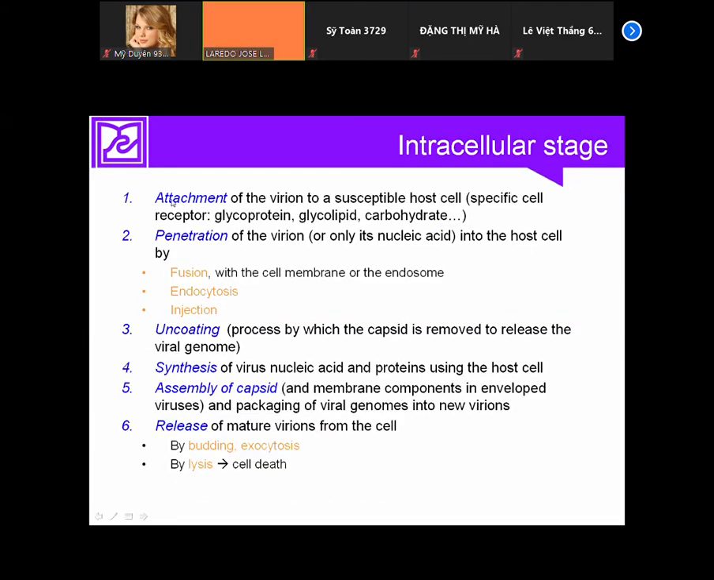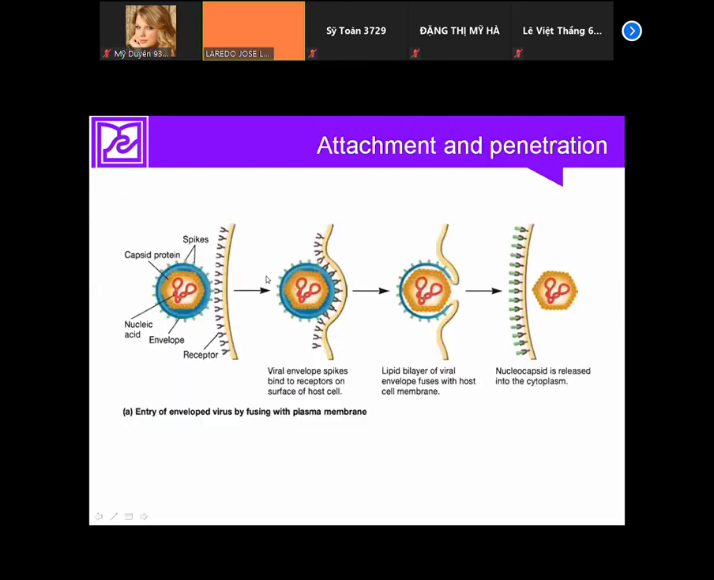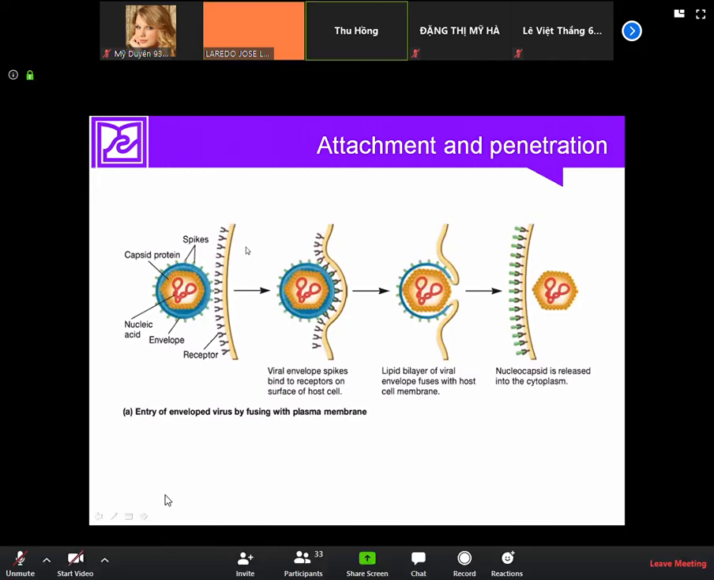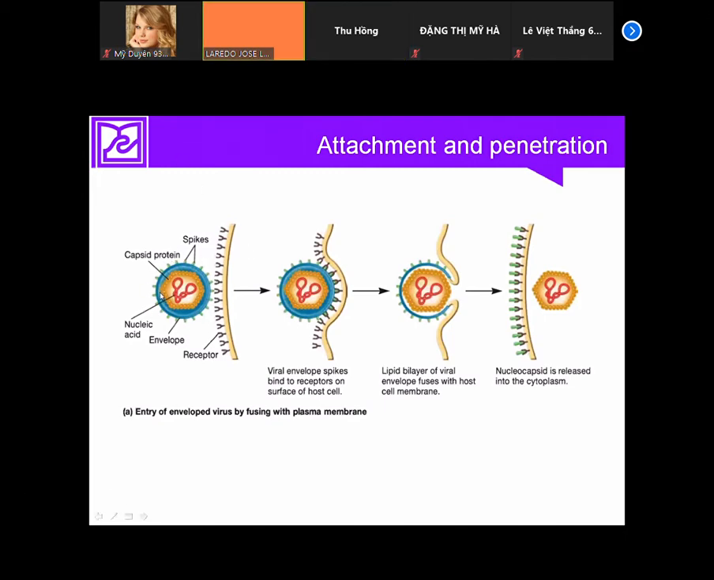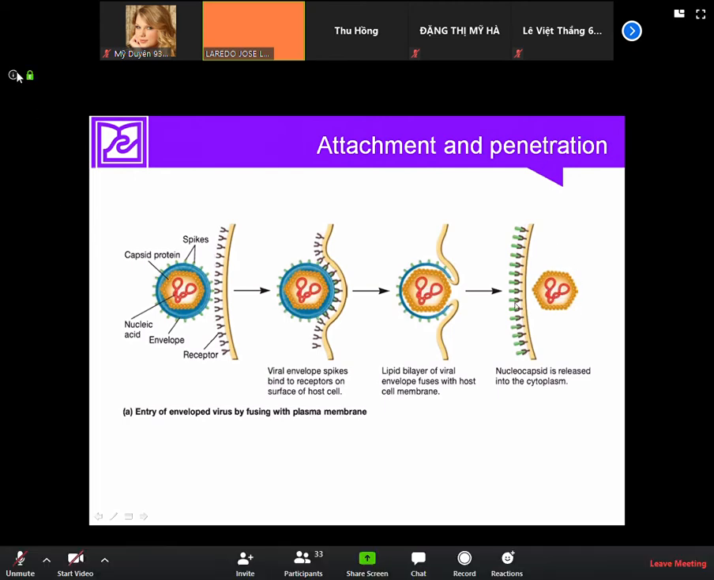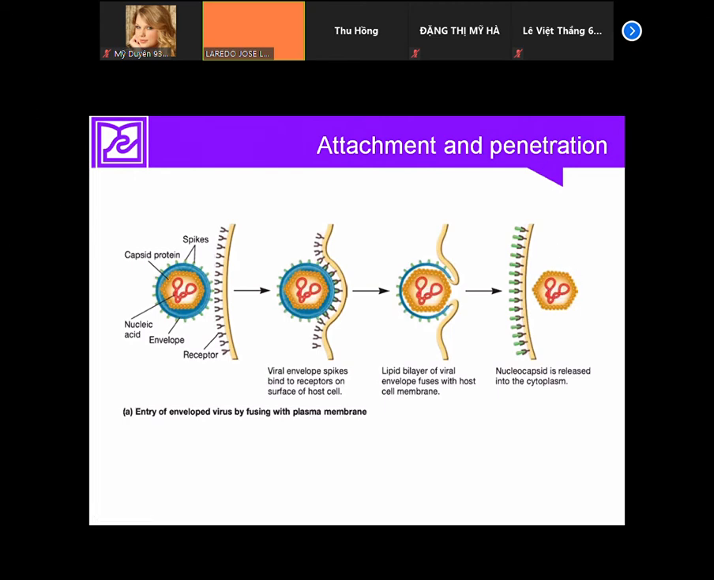So we are going to focus on the first steps, attachment and penetration, okay? So look, this is an example of a virus with envelope. This is the same as the video. This is an enveloped virus that enters inside the host cell by fusing with the cell membrane. So the adhesins bind specific receptors, and both membranes are fused together. And finally, the nucleocapsid enters inside. This is the same example as we observed in the video.